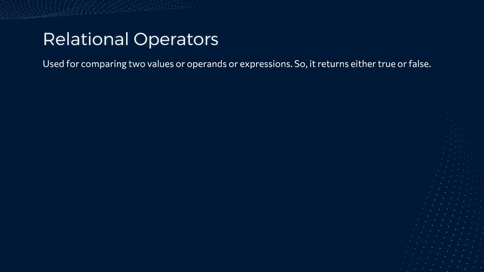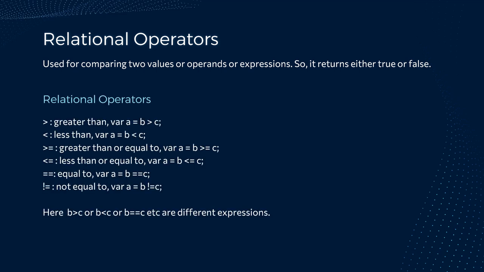So let's get started. Now, what are relational operators? Relational operators are used for comparing two values, operands or expressions, and they return either true or false. There are six relational operators: greater than, less than, greater than or equal to, less than or equal to, equal to, and not equal to.